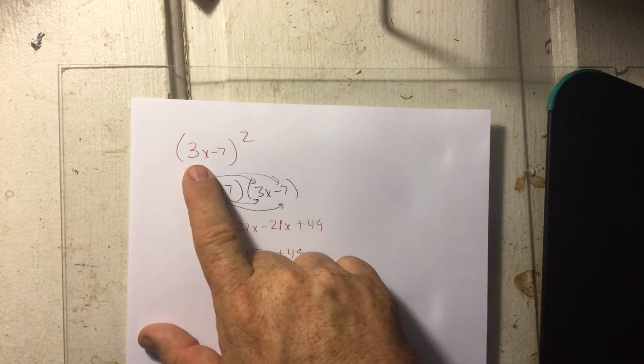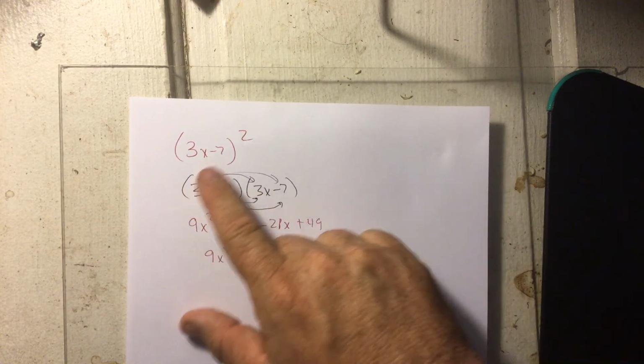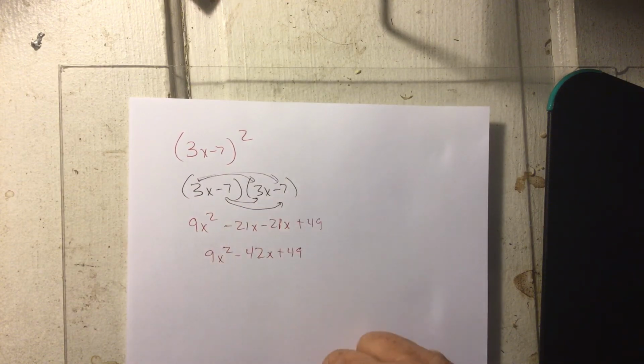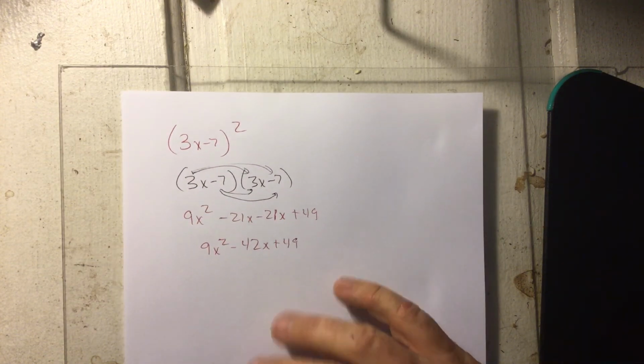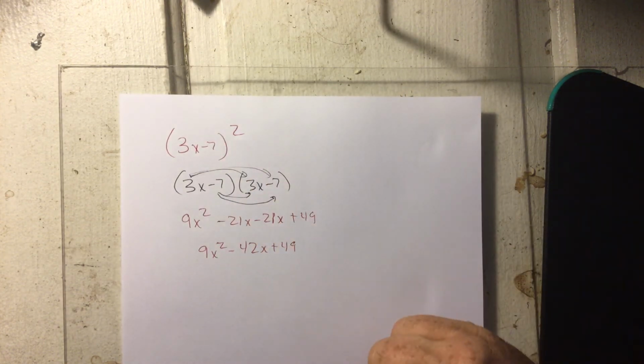A lot of people will get like 9x squared minus 14 or 6x. So we get some weird answers here. You have to multiply it out first. So make sure that you've looked at that piece and you've multiplied it out from there.